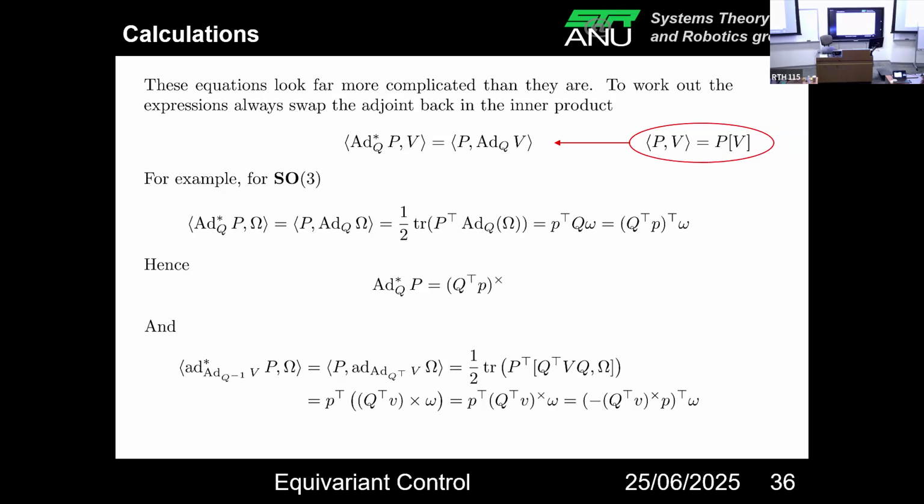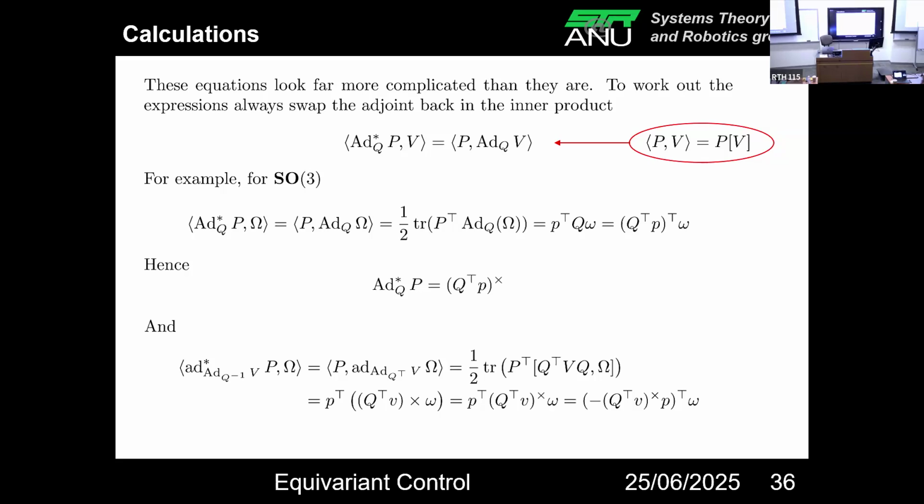I'm interested, on SO(3), in computing ad star Q of P acting on an angular velocity omega. So I move the ad across, that's the first thing I do. Then I have the contraction, which I know what the contraction is, right? Then if you think about it, ad Q of omega is just Q omega, and P transpose, and that's pulling out the cross element. So I just get this equation. Then I pull a Q onto the left, so I get Q transpose P transpose omega. And then I go back over here and say, okay, well, that's got to map back to here. And so I get what ad star QP is, right?